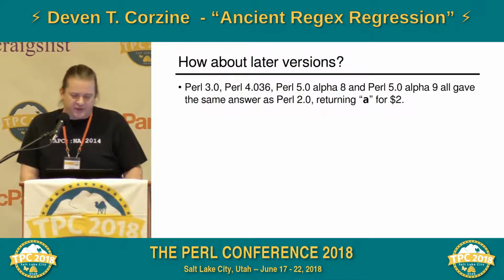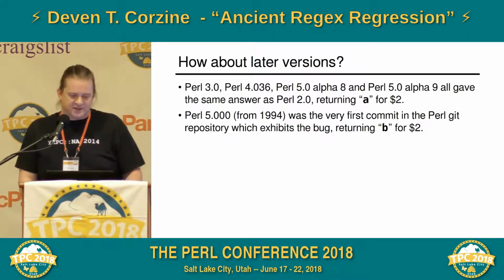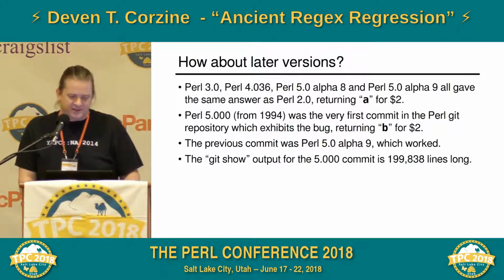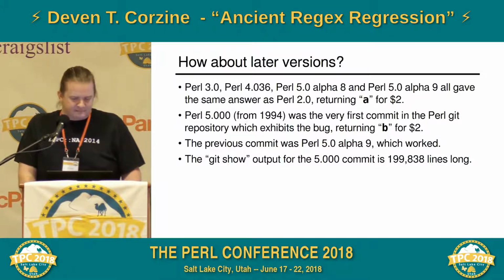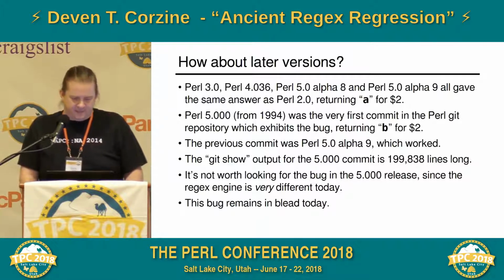Perl 3.0, 4.036, 5.0 alpha 8, and 5.0 alpha 9 all gave the same answer as 2.0, returning A for $2. Perl 5.000 from 1994 was the very first commit in the Perl Git repo which exhibits the bug, returning B for $2. Yep, Larry did it. The previous commit was Perl 5.0 alpha 9, which worked. The Git show output for the 5.000 commit is 199,000 lines long. So it's not worth looking for it because it's very different today. And the bug remains in bleed today.